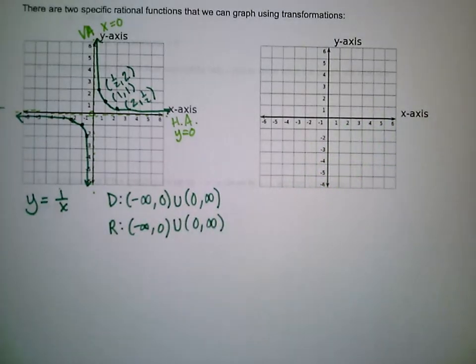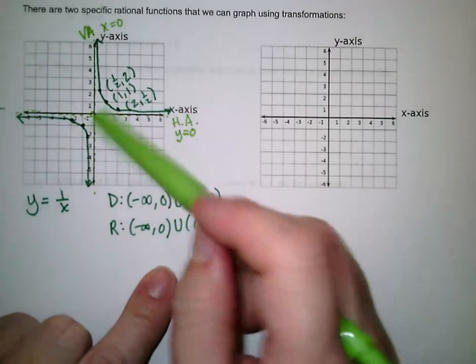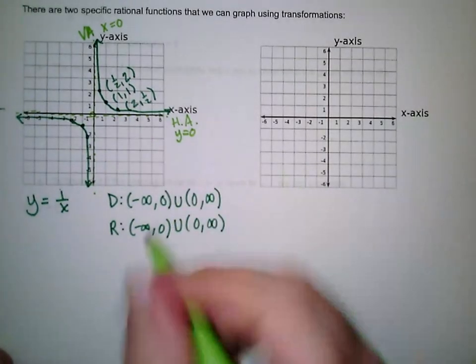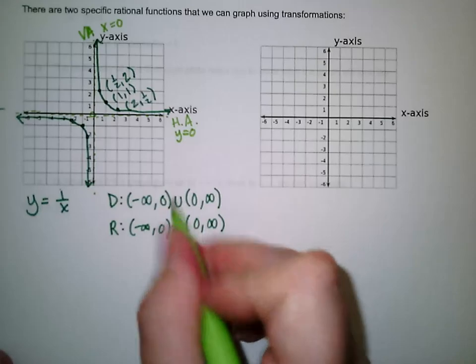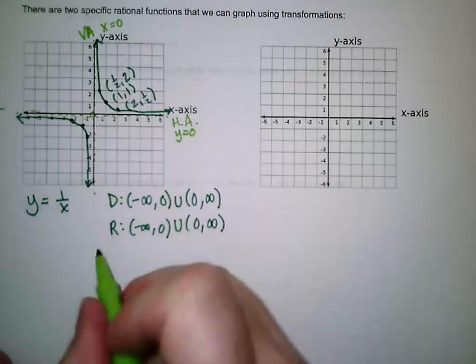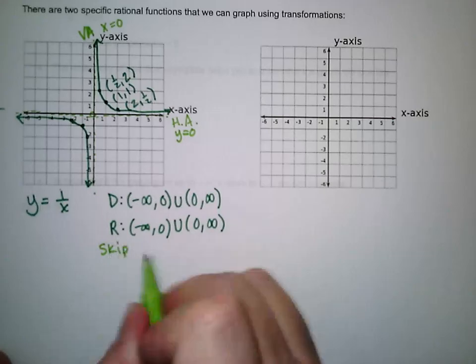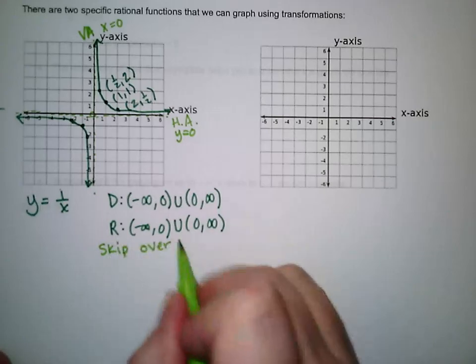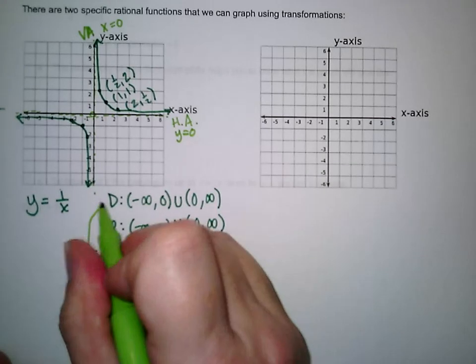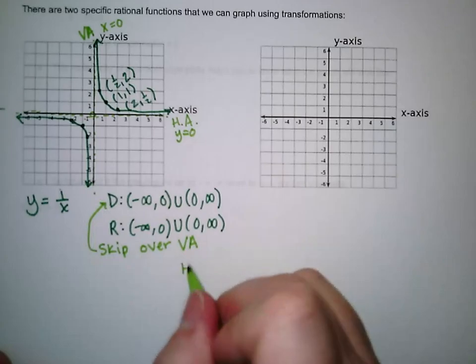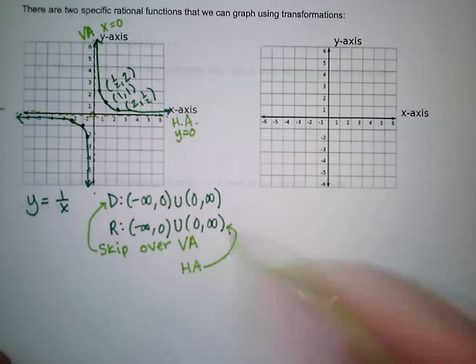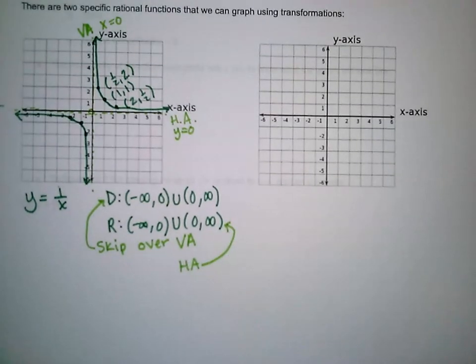Now I did mention that we can use transformations on these functions. So the black hole is not always at 0, 0, but it always does play a part in our domain and range. So when you're figuring out your domain and range, you want to remember that you're going to skip over the vertical asymptote in the domain and skip over the horizontal asymptote in the range.